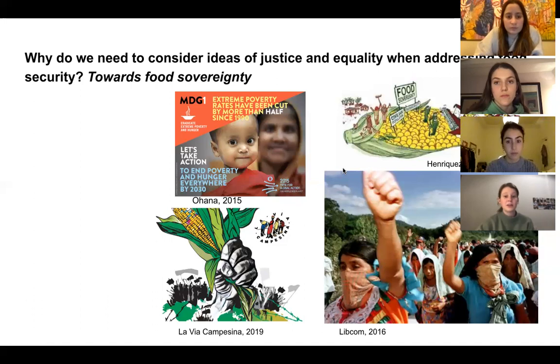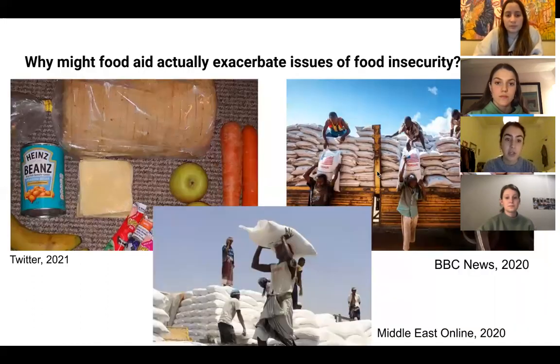And this is shown in the Bakker reading when he gives an example of a group based in southern Mexico who mobilized in response to the negative impacts of NAFTA's neoliberal policies on rural populations. So whilst food aid is often seen as a solution to the social issues of food security, it is not without problems. And the most striking question I was left with was, why might food aid actually worsen these problems of food insecurity?